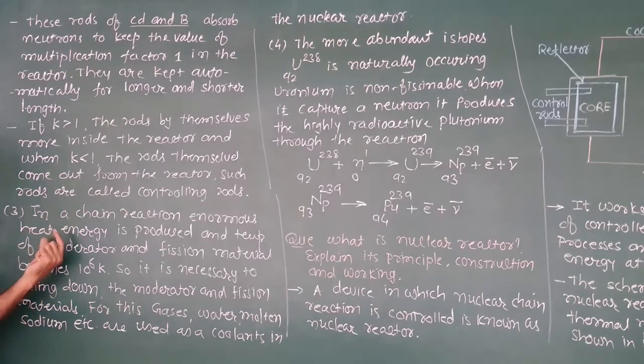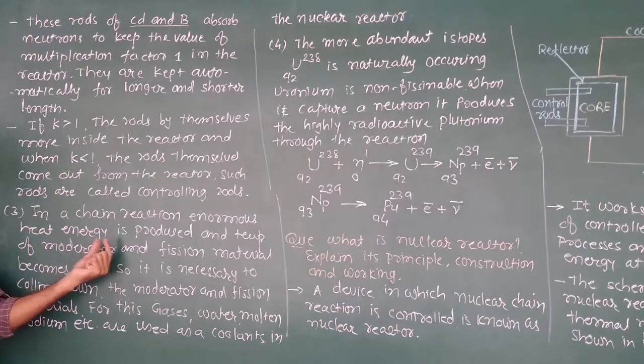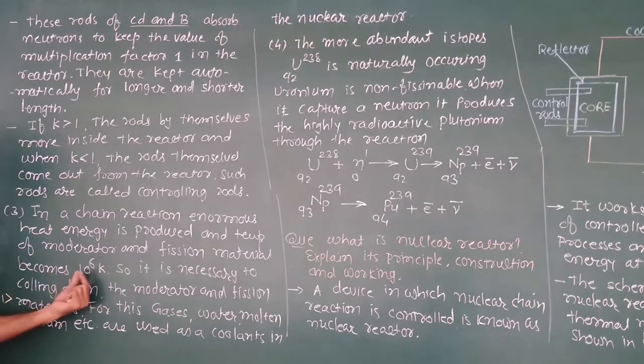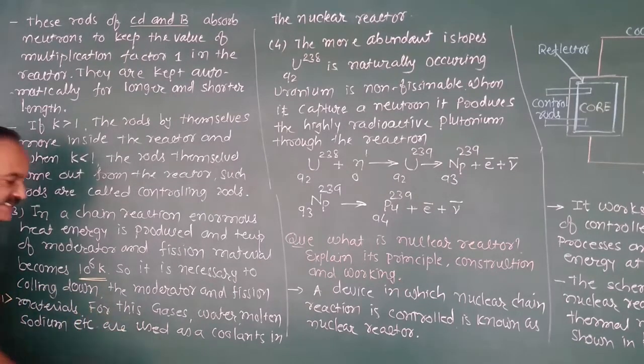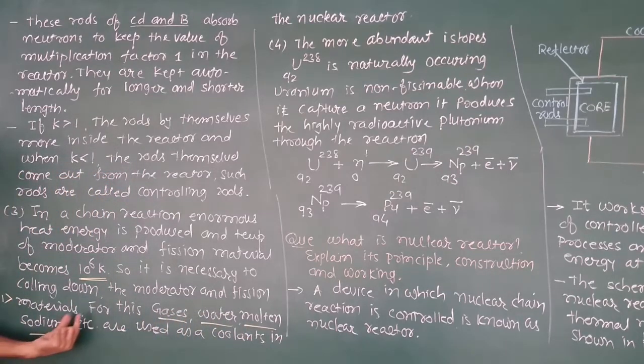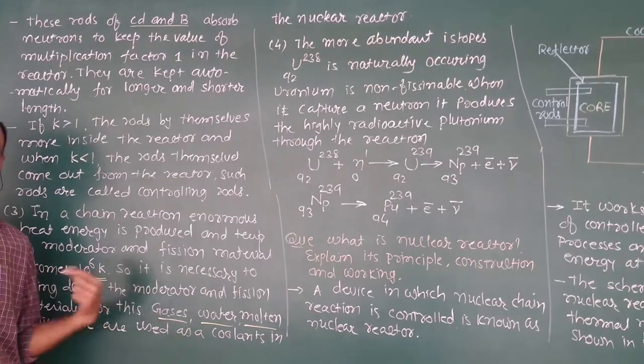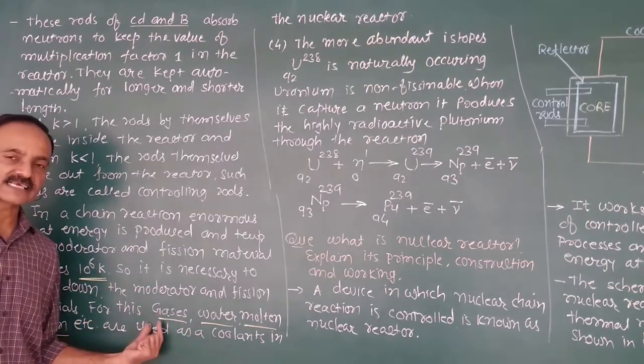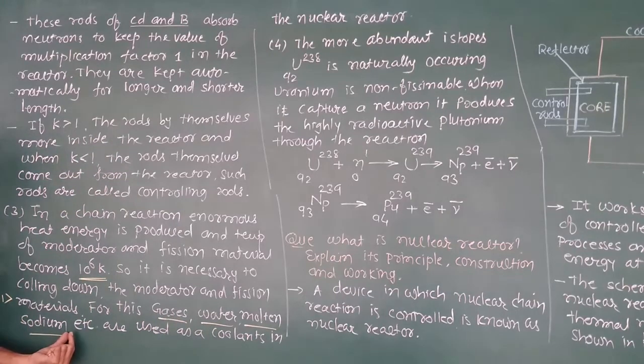Again, in a nuclear chain reaction, a very large amount of heat energy is produced, and the temperature of the moderator and fission material becomes approximately 10⁶ Kelvin. So it is necessary to cool down the moderator and fission material. For this, gases, water, molten sodium, etc. are used as a coolant in a nuclear reactor.